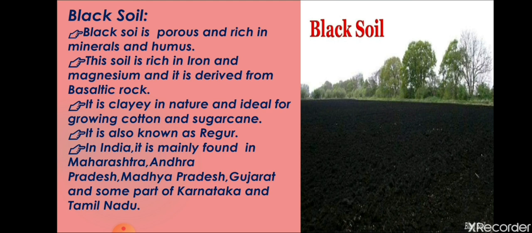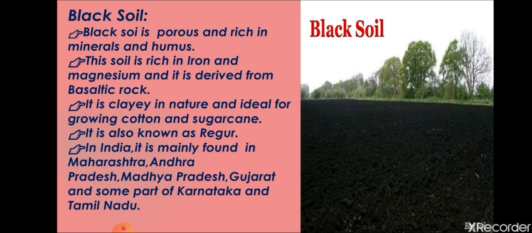Its parent rock is basalt. So from basalt rock, this black soil is formed. That is why it is black in color. All of you know that black soil is good for the cultivation of cotton and sugarcane. It is also known as regur.